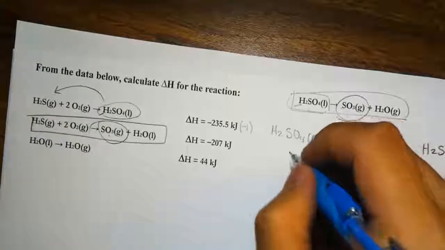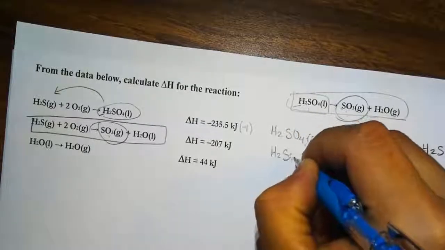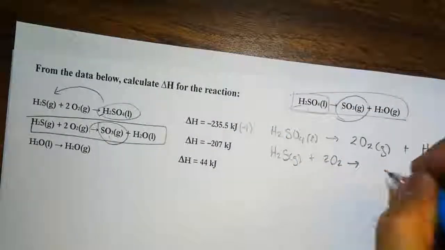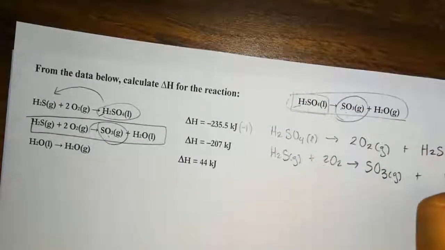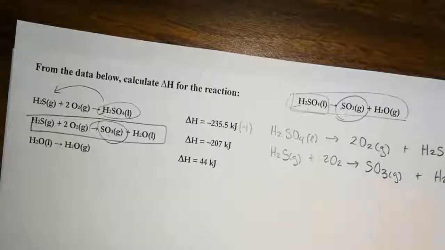Oh, let me rewrite again, so that we can see more clearly. H2S (g) plus 2O2, so that we can cancel it out easily, right? SO3 (g) plus H2O (l), which is liquid. And we don't have to do anything to it.